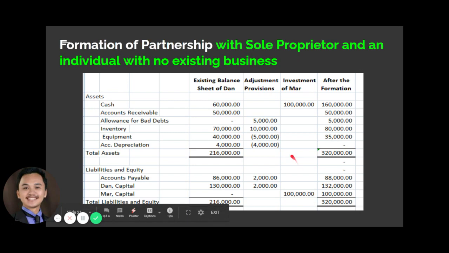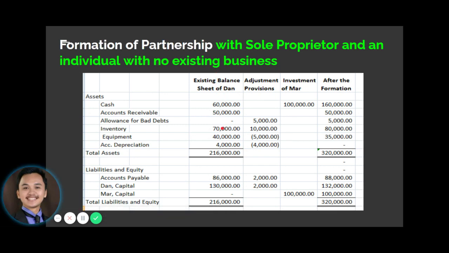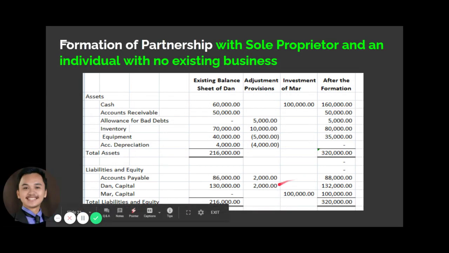So in short, to make your lives easier, I have prepared a worksheet here. This is the existing balance sheet of Dan with 216,000 total assets and total liabilities. So we will now take effect the adjustments of the revaluation of the liability and the assets plus the investment of Mar. So after the formation, or initially at the beginning of the partnership operation, it will now have total assets of 320,000 and total liabilities and equity of 320,000. So we have a total cash of 160,000.